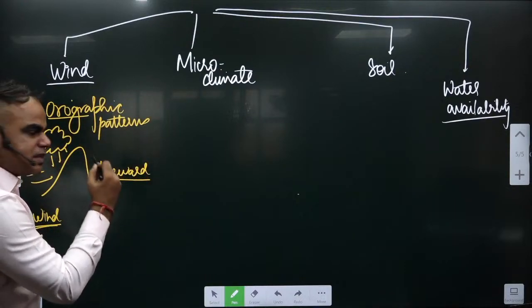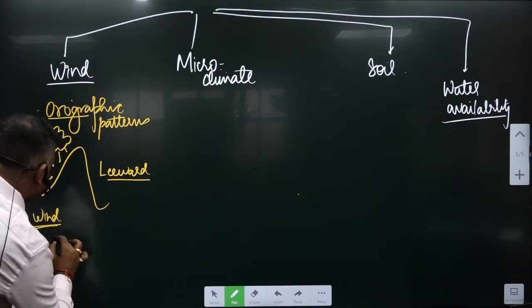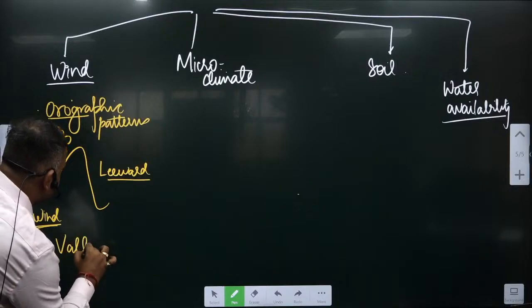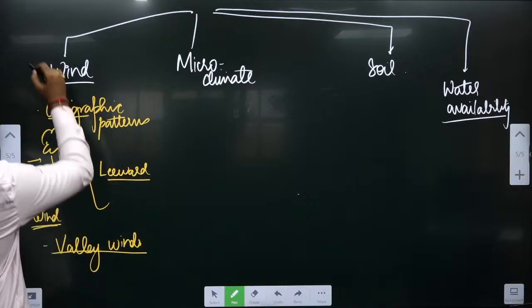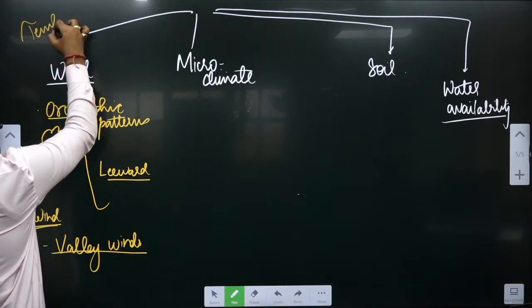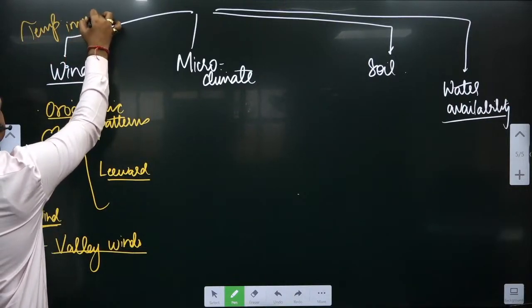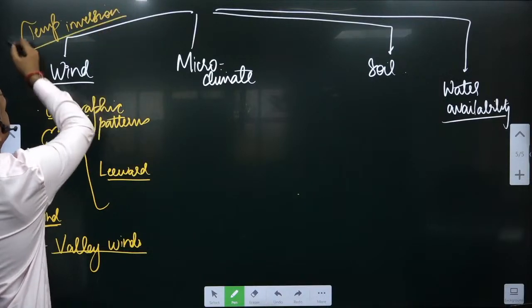This is for the basic mountains, but apart from the orographic patterns, we can even talk about the valley winds, okay. Already we know of a term known as temperature inversion that we just have seen in the previous part, okay.